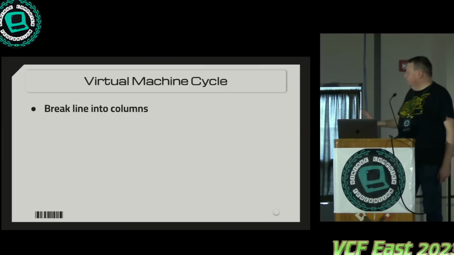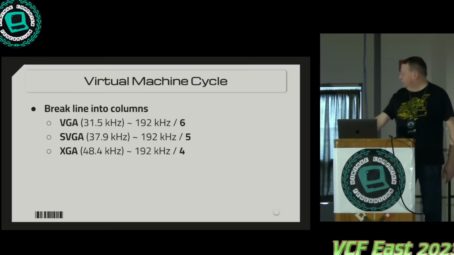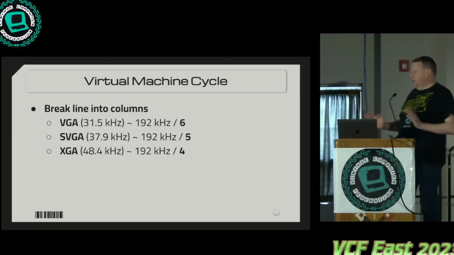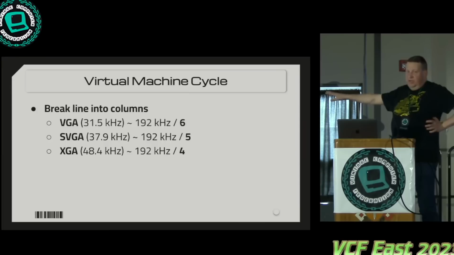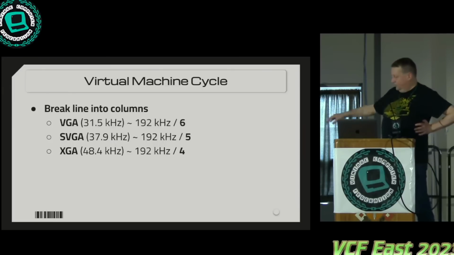And there's a little bit more to this. So we're going to have this virtual machine cycle. So we have these lines, but we can also use columns as well. So we break up the lines by tweaking the actual video modes. So VGA, which is about 31.5, we can push that up to 32, which is 192K divided by 6, divided by 5, divided by 4 for these three.